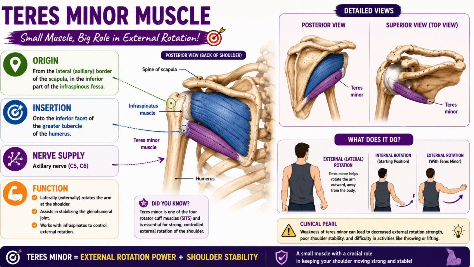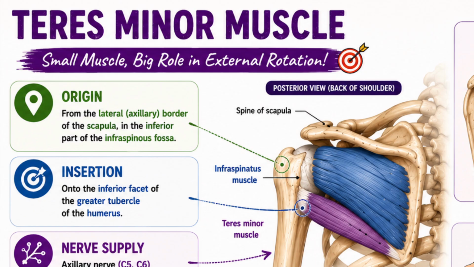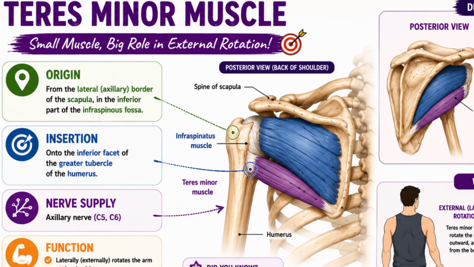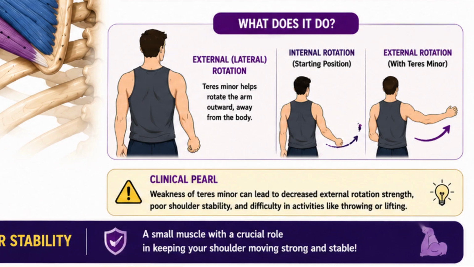So let's talk about the teres minor, the third muscle of the rotator cuff group. It is located along the lateral border of the scapula, originates from the lateral border of the scapula, and inserts on the greater tubercle of the humerus. Innervation of the teres minor muscle is the axillary nerve. You need to remember this. The function of the teres minor muscle is external rotation. So it helps the infraspinatus muscle, and they work together to initiate the external rotation movement. Think of them as co-workers sharing the responsibility.